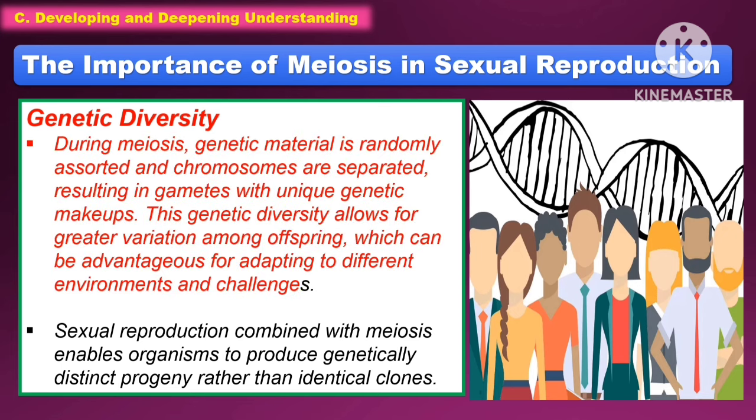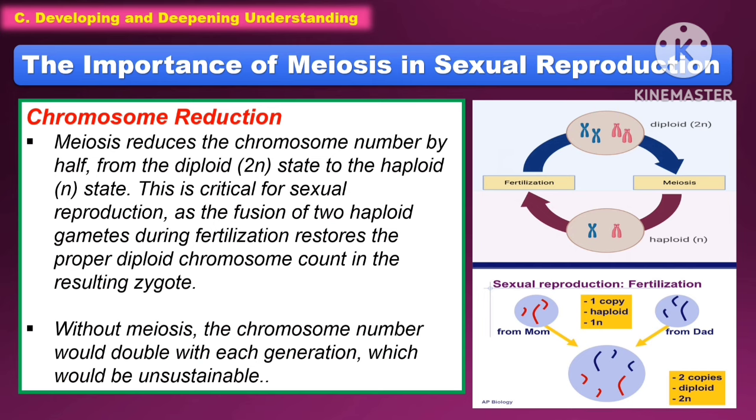The first one is genetic diversity. During meiosis, genetic material is randomly assorted and chromosomes are separated, resulting in gametes with unique genetic makeups. This genetic diversity allows for greater variation among offspring, which can be advantageous for adapting to different environments and challenges. Sexual reproduction combined with meiosis enables organisms to produce genetically distinct progeny rather than identical clones.